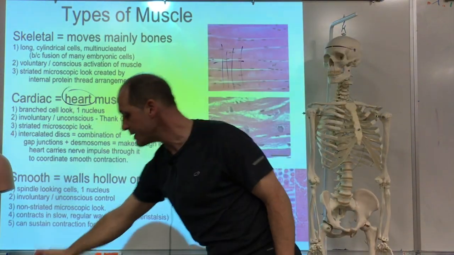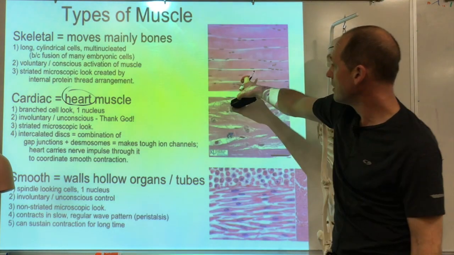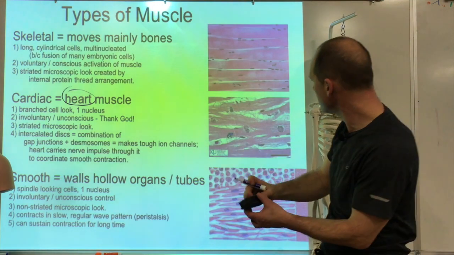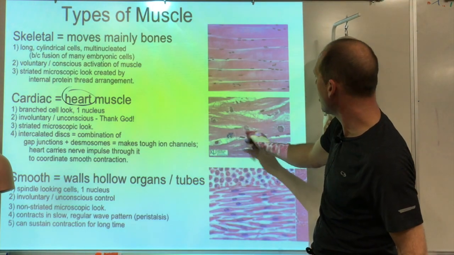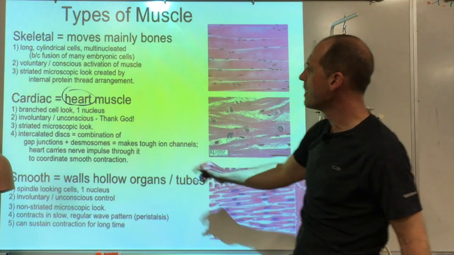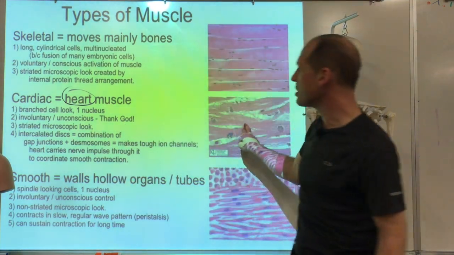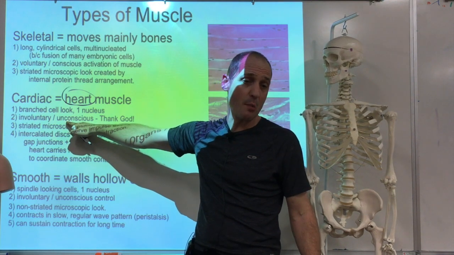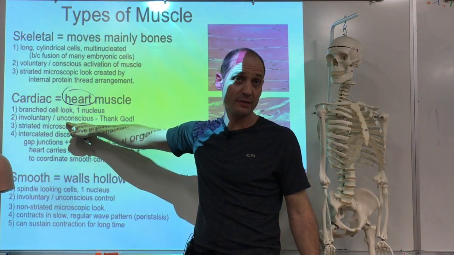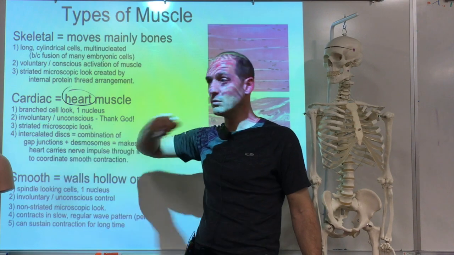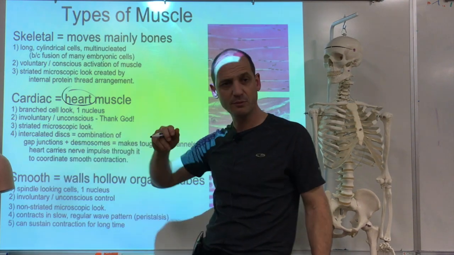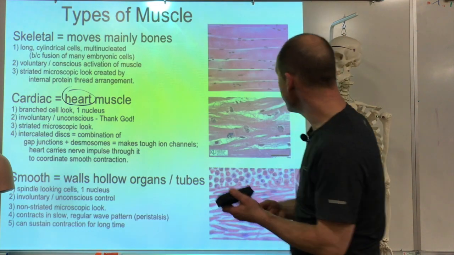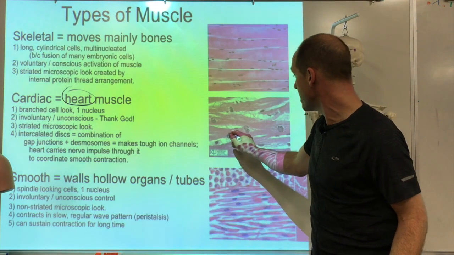If that looks really organized up here, right here, that looks a little less organized. But you still have these little striations if you look close. You still have these lines here a little bit, but they're smaller. They're branched. They have one nucleus. You don't think about contracting. Thank God you don't have to think about contracting that one. It just does it. Boom, boom, boom, boom, boom, boom.